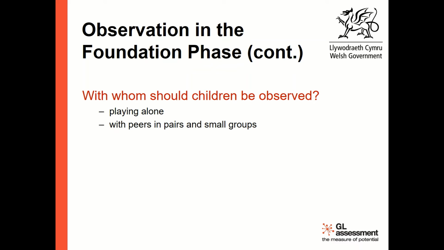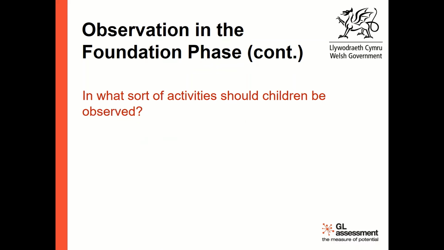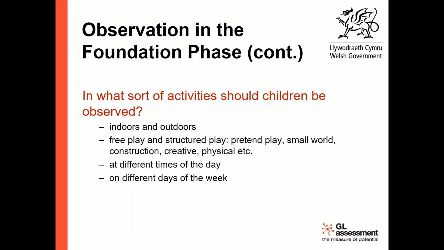With whom should children be observed? Playing alone, with peers in pairs and in small groups, and with practitioners, parents, carers and visitors. In what sort of activities should children be observed? Indoors and outdoors, free play and structured play, pretend play, small world, construction, creative, physical, etc., at different times of the day and on different days of the week.